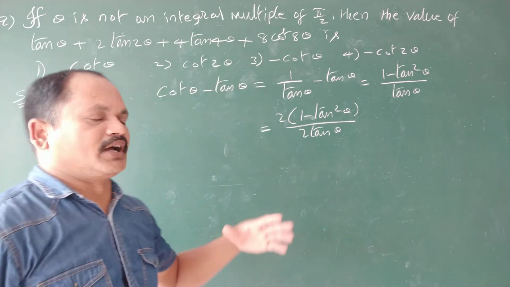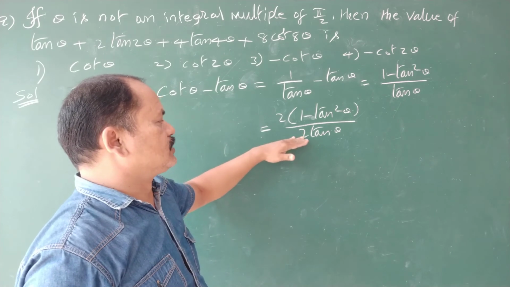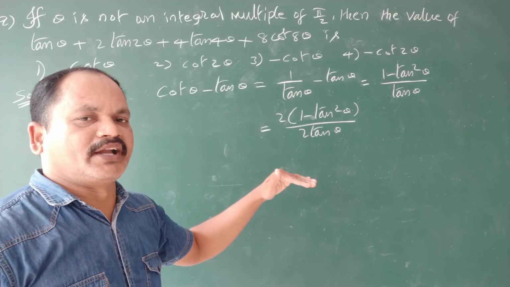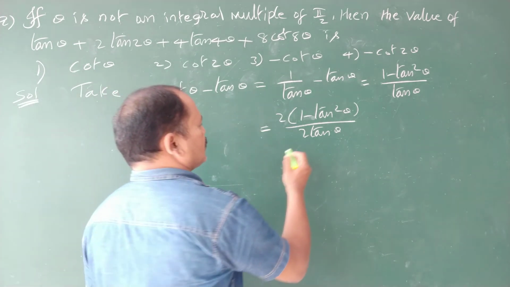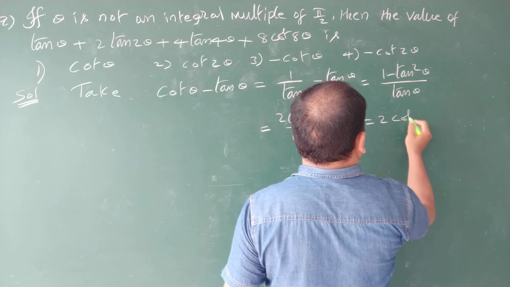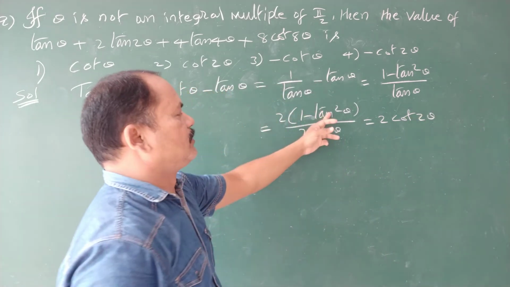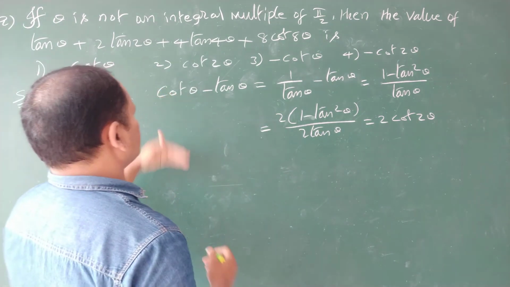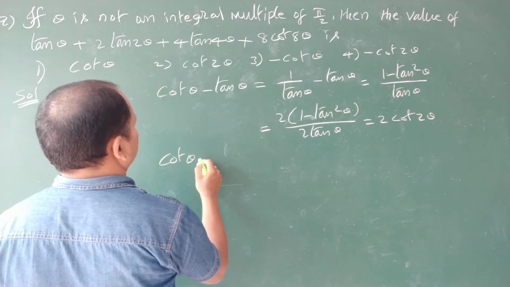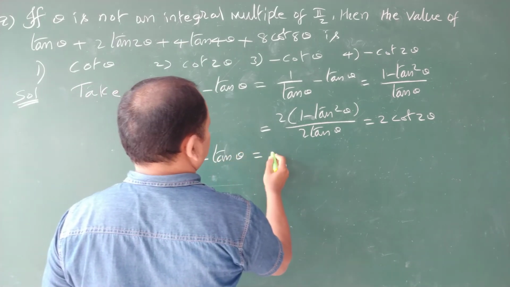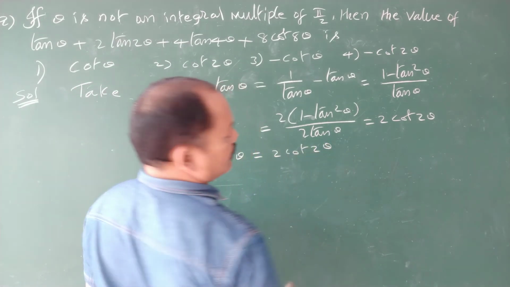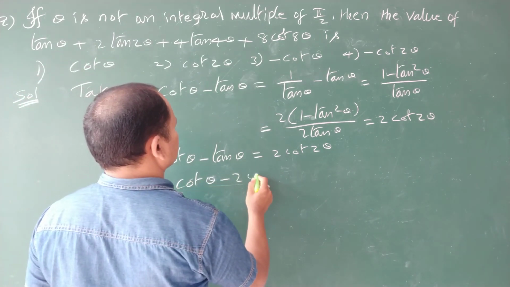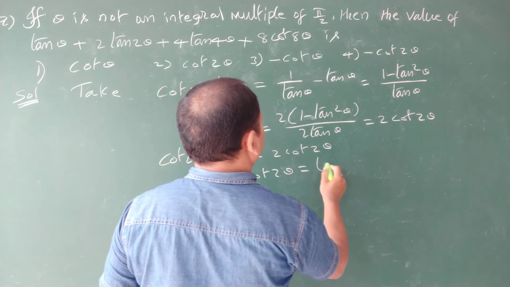Okay, we know that the tan 2 theta formula is 2 tan theta by 1 minus tan square theta. That's why this is the reciprocal of tan 2 theta. That means it is cot 2 theta. That's why this is 2 times of cot 2 theta. So we get cot theta minus tan theta is equal to 2 cot 2 theta. Right. Now from this, cot theta minus 2 cot 2 theta is equal to tan theta.